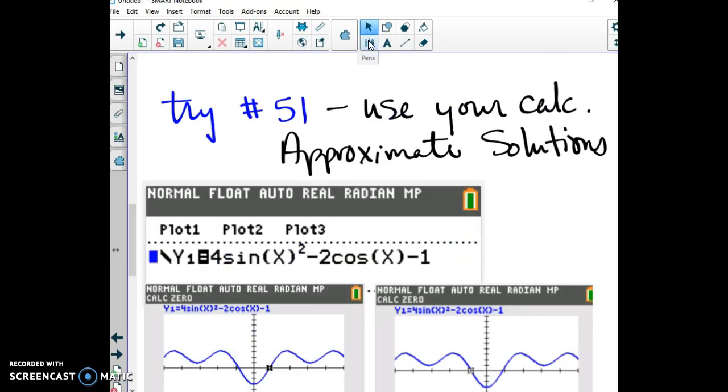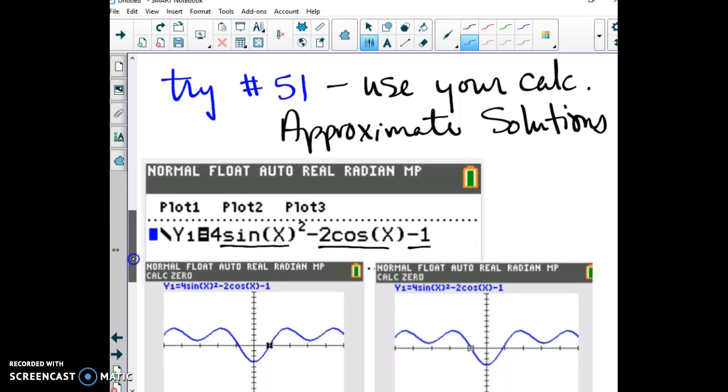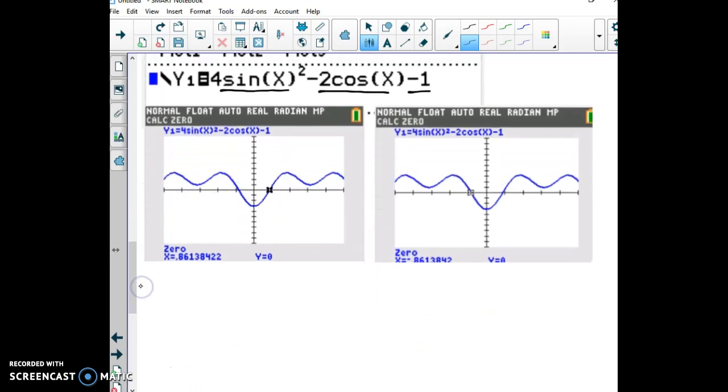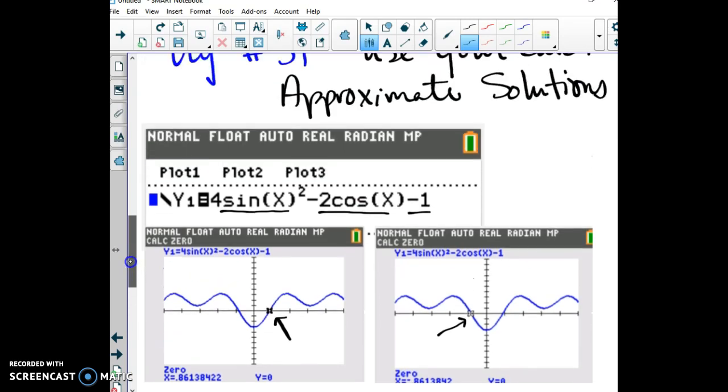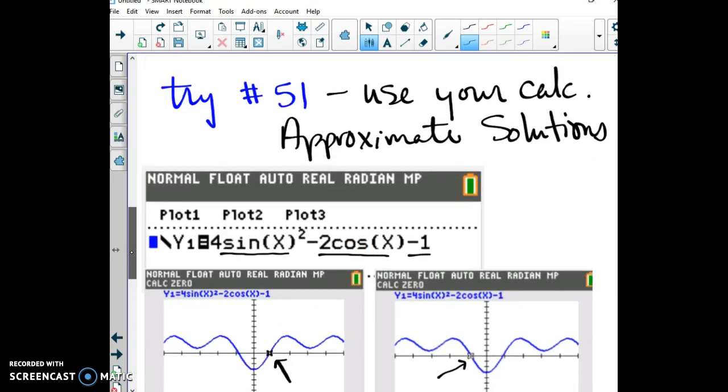So in 51, the directions say to use a graphing utility. First thing we want to do, though, is get all of our terms on one side of the equation. So we've simplified this. We've subtracted 2 cosine x and subtracted 1, set it equal to 0. And what we want to do then is use our graphing utility to locate those roots. So the first one from the left would be roughly negative 0.861, and then from the right, our reflection across the y-axis. What do you know? At positive 0.861. So that's problem 51, and that's how we're going to use our graphing utilities.